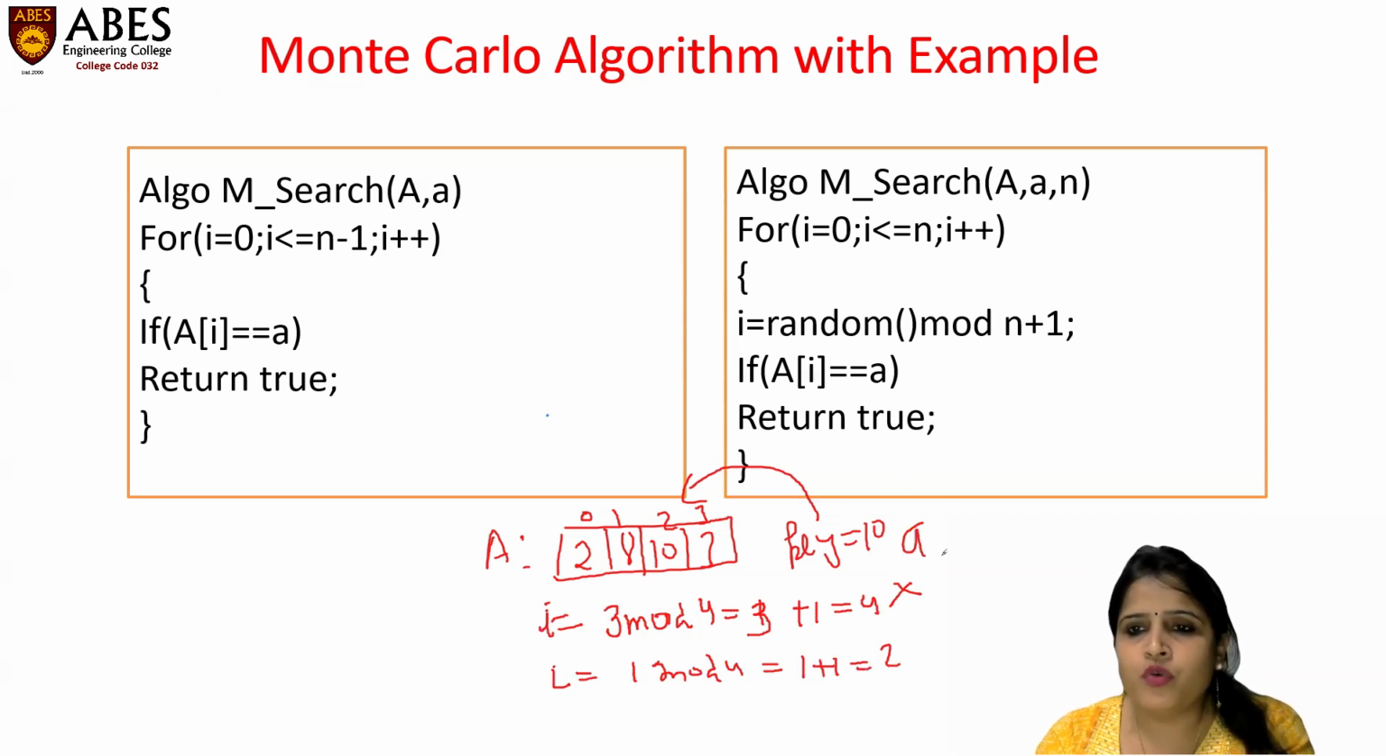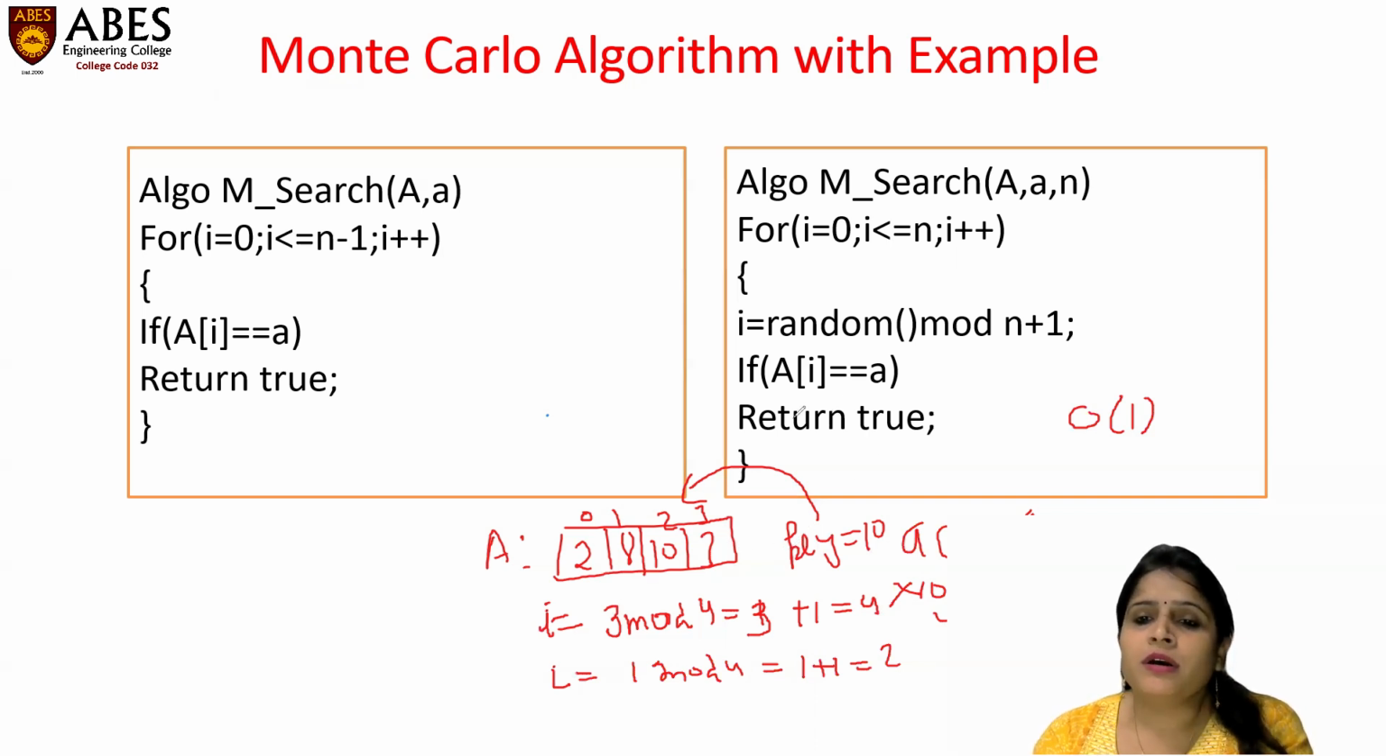Now we'll check if A of I, A of 2, is equal to 10. 10 is equal to 10. Yes, our key value matches at the ith location, the second location. So this will take order of one time for computation. If the key value is available in the list, we'll find it in order of one time. If it is not available, then it will return 0.